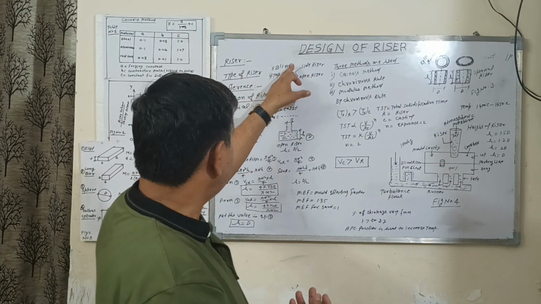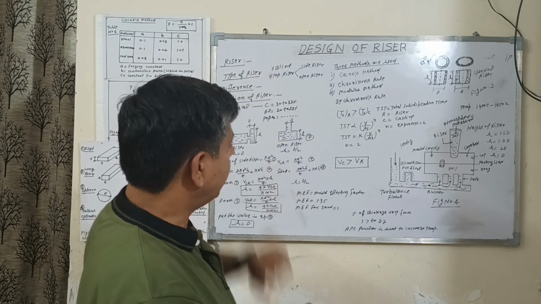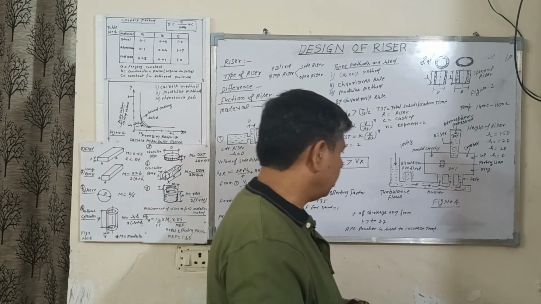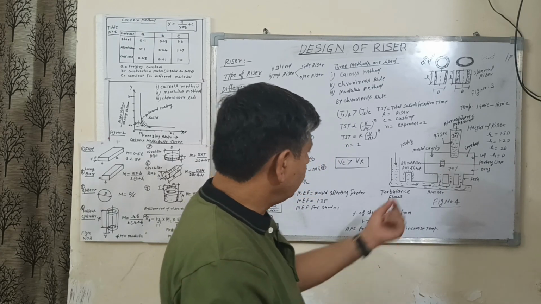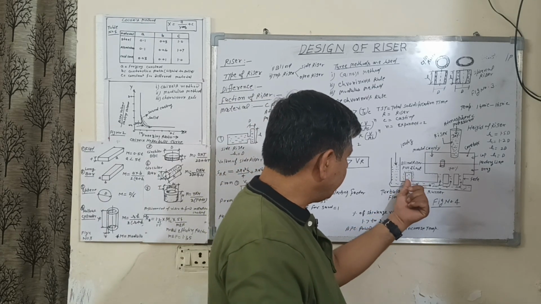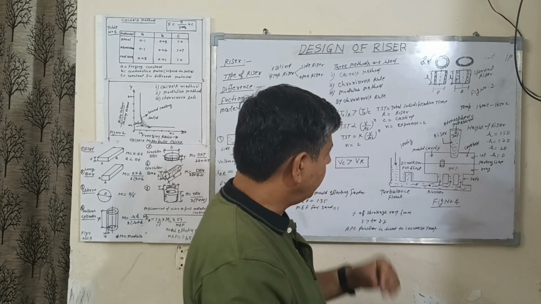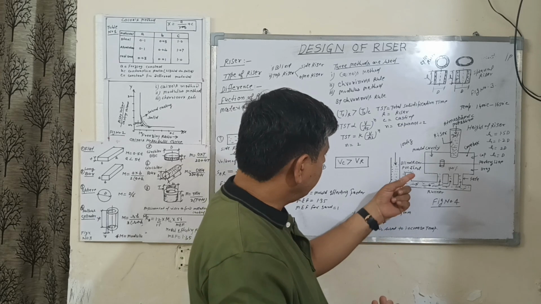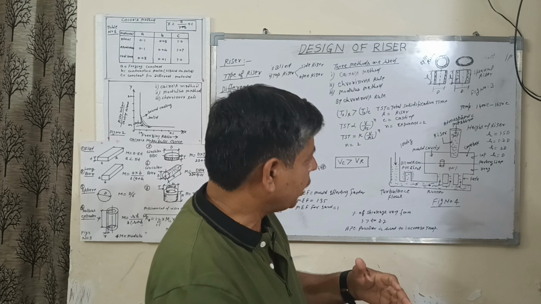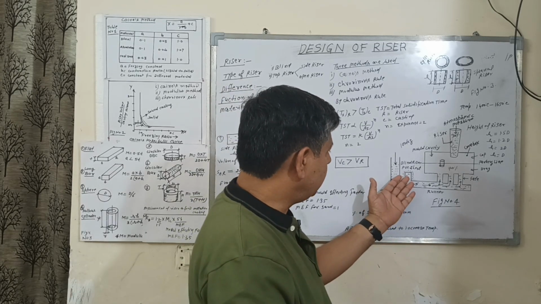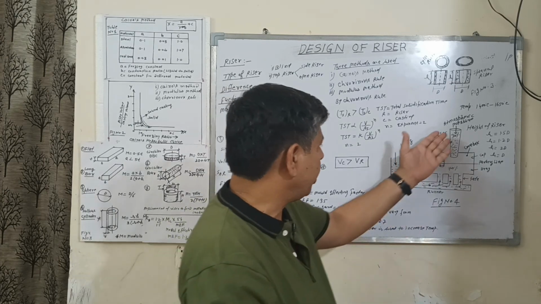Types of the riser: blind riser and top riser. So what is the difference between the blind riser and top riser? You can see this figure. This is a blind riser and this is a top riser. Number one, it is very easy to remove the blind riser; the top riser cannot be removed easily. Number two, the blind riser retains more temperature for a long time, so the blind riser gives a better directional solidification compared to the top riser.